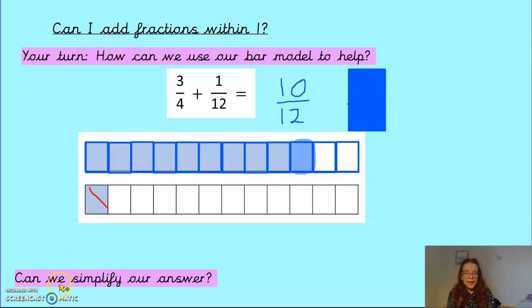Now have a look at this one. Can we simplify our answer? Did you simplify yours? What did you need to divide this by? Each part, so you divided your numerator and your denominator by the same thing. What did you divide it by? I divided mine by 2, which gave me 5/6. And that is the simplest version of our answer.